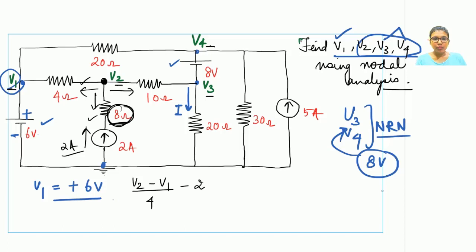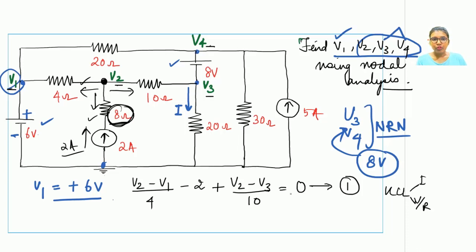The KCL can be written in two forms only. One is I, the other one is V upon R. Now moving on to the last branch connecting V3, it will be V2 minus V3 upon 10. 3 branches, we got 3 terms for the KCL, so equate it to 0. So the KCL equation for the V2 node has been written down successfully.